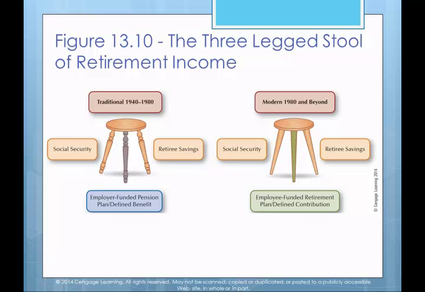Let's talk about the three-legged stool of retirement income. First of all, it shows that it's Social Security, at least in the 1940s to 1980s, and then it was an employer-funded pension or defined benefit, which most pension plans have gone away, and then it's your retiree savings. Now, it's Social Security, hopefully we will have it when we retire, retiree savings, and employee-funded retirement plan, a defined contribution.